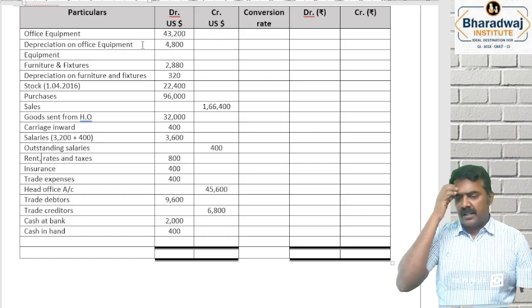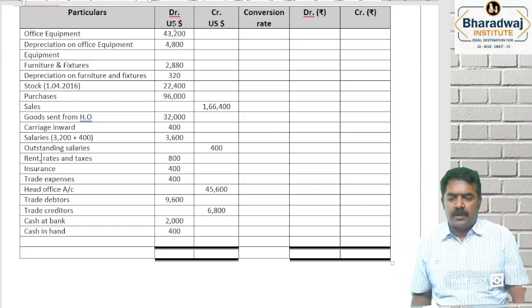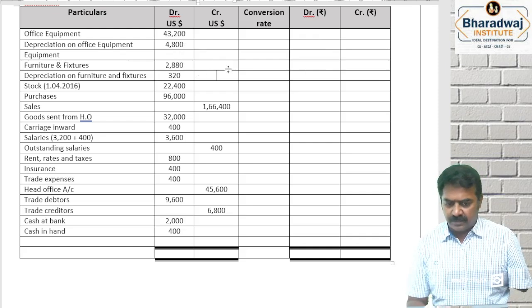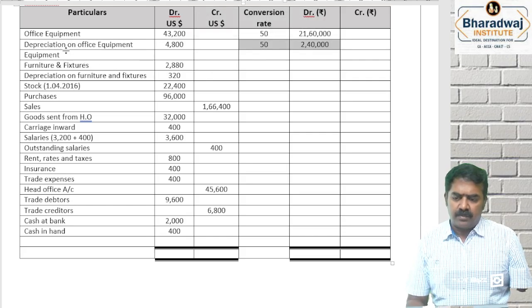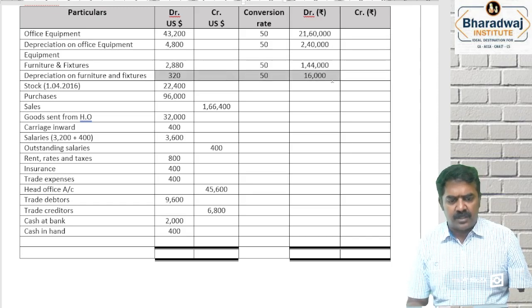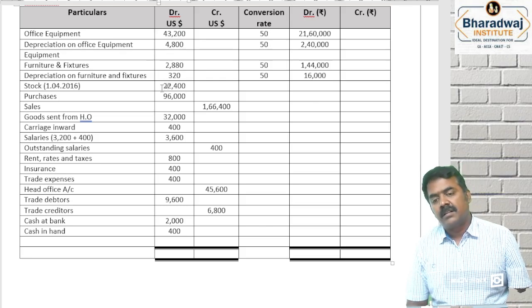Now I request you to pay attention for the next 5-10 minutes, then you can copy. Office equipment, in which rate will you convert? Historical rate. It will be converted using historical rate. Depreciation on office equipment, same. Furniture and fixtures will convert using which rate? Historical rate. Depreciation also will be converted using what? Historical rate.